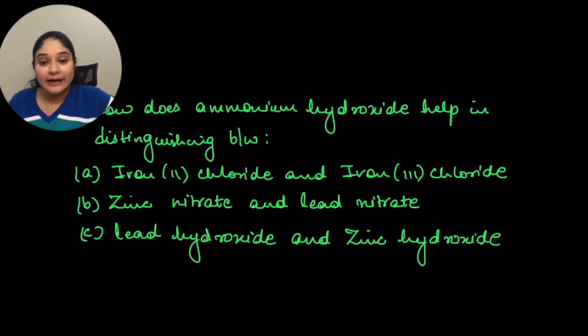Then the third is lead hydroxide and zinc hydroxide. Lead hydroxide remains insoluble in ammonium hydroxide, whereas zinc hydroxide dissolves in ammonium hydroxide. That is one important difference.